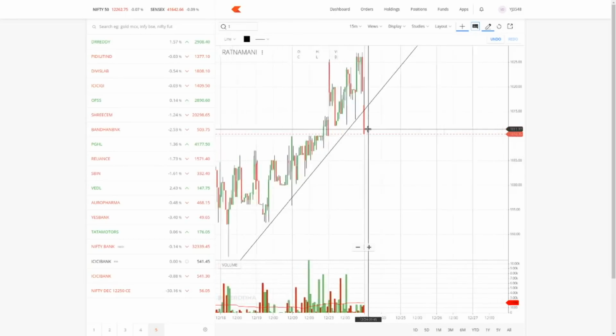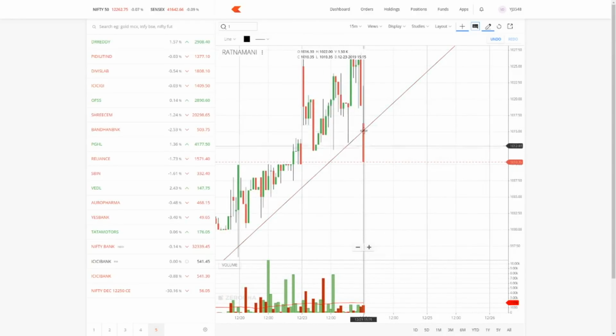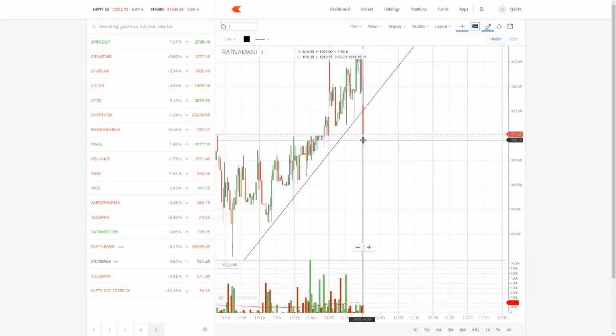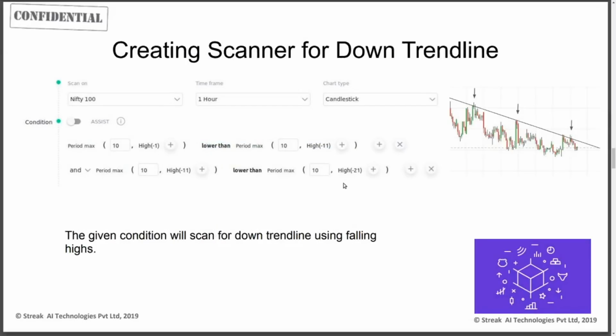Now here the breakout is very clear. The close price has crossed below the trend line, below the support, and is indicating a bearish breakout. Okay, so let's move on.